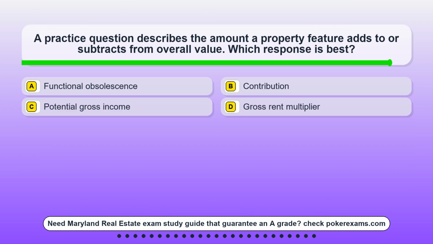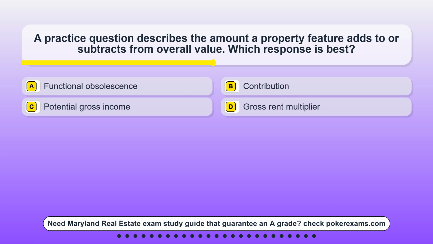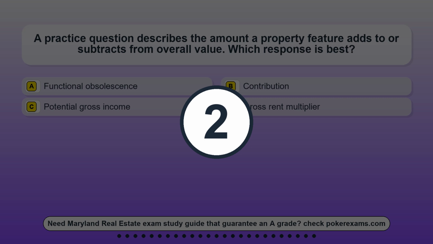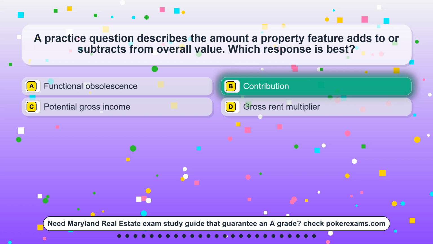Question 24. A practice question describes the amount a property feature adds to or subtracts from overall value. Which response is best? Option A, functional obsolescence. Option B, contribution. Option C, potential gross income. Option D, gross rent multiplier. The correct answer is option B, contribution.